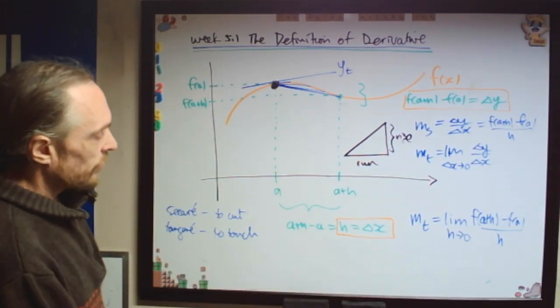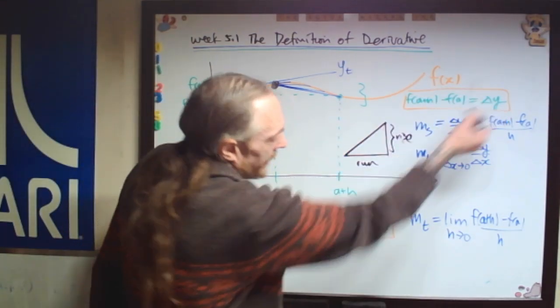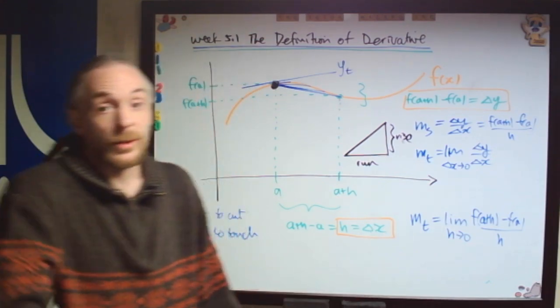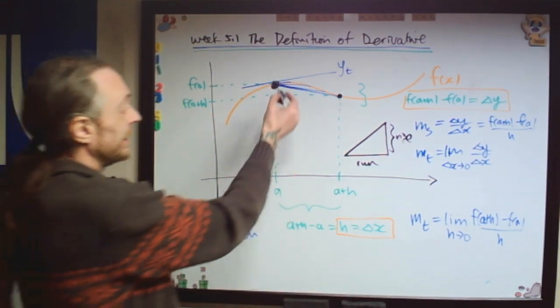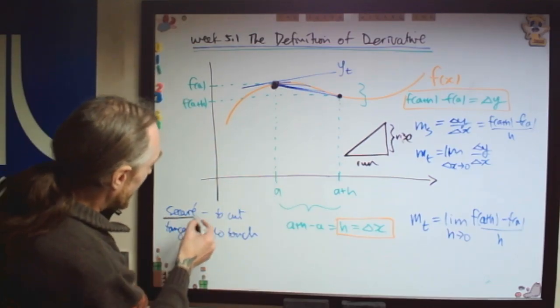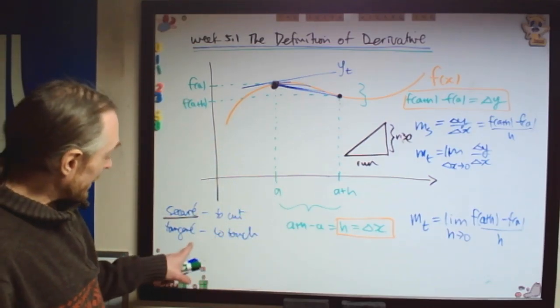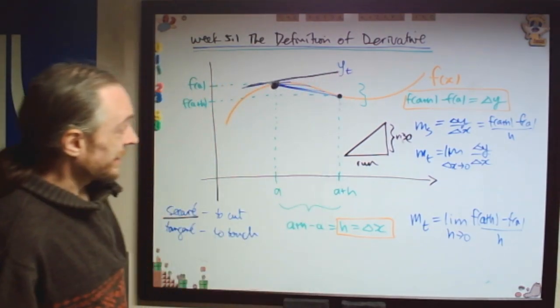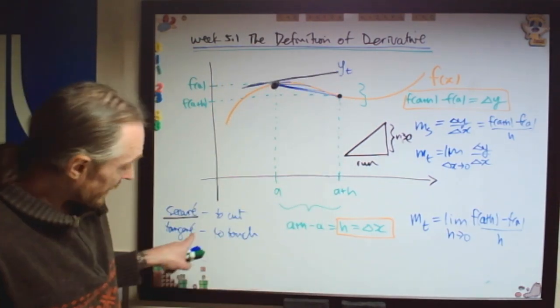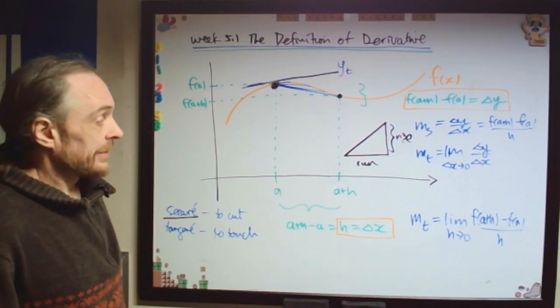Rise over run means what? We have the change in y over the change in x. If we look at this specifically at this point here, at this secant line, again, secant, secare in Latin is to cut, and tangere is to touch. So we're going to find one line that just touches it, the tangent line to touch, out of these secant lines. How are we doing that?